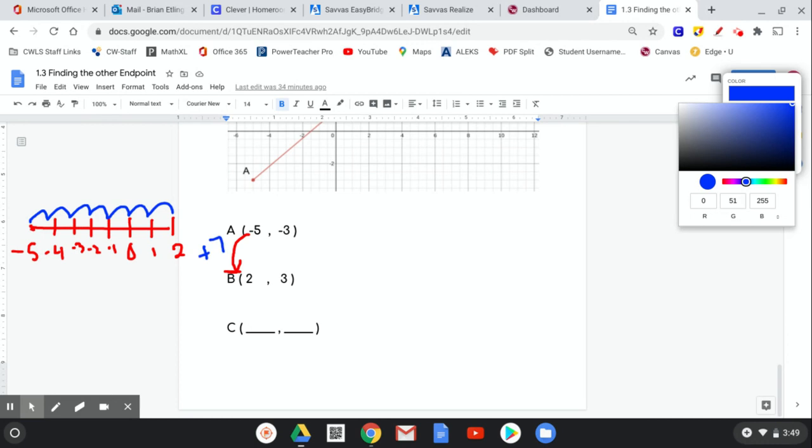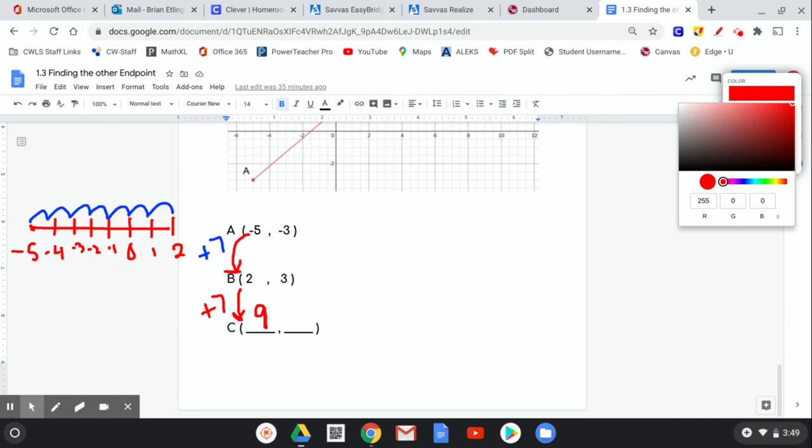Okay. Now we got to do the same thing on the other side. Or let's just finish out the left side, the x coordinate. So if we're doing this, we go from -5 to 2 is 7. So then we're going to go down here and we are going to add 7. 2 plus 7 is going to be 9. So our x coordinate for C is 9.